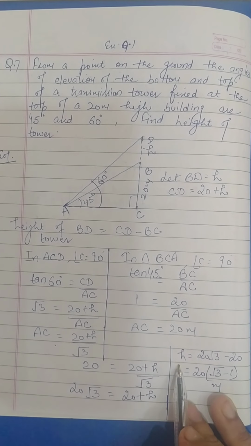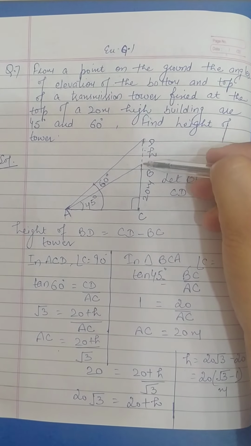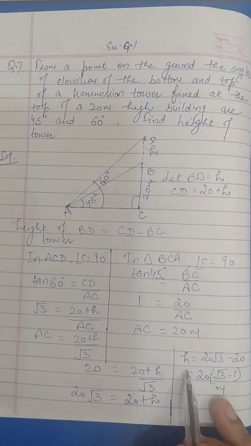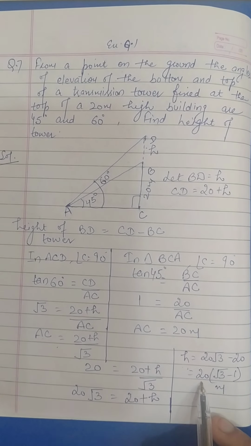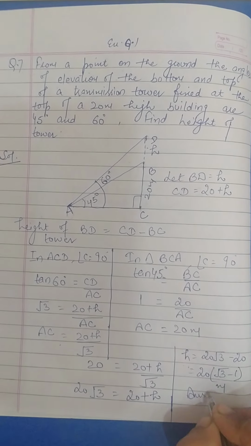So our target is to find h only. What is h? h is the height of the transmission tower. Now here we got h is equal to 20 times root 3 minus 1 meters. Now this is our answer.